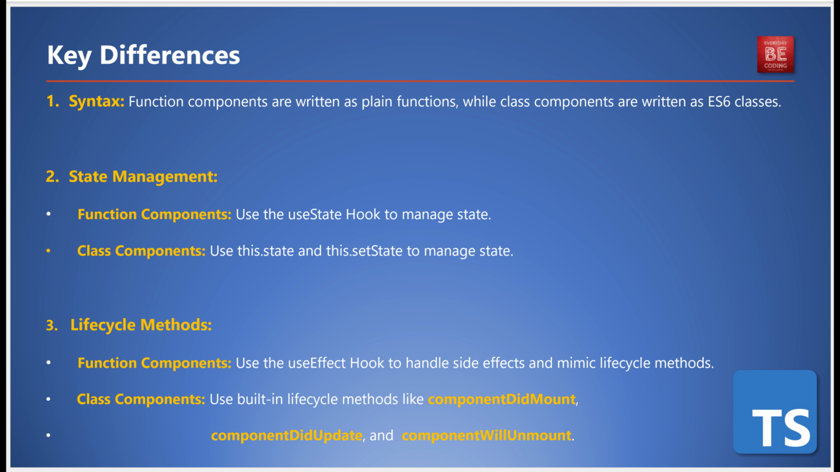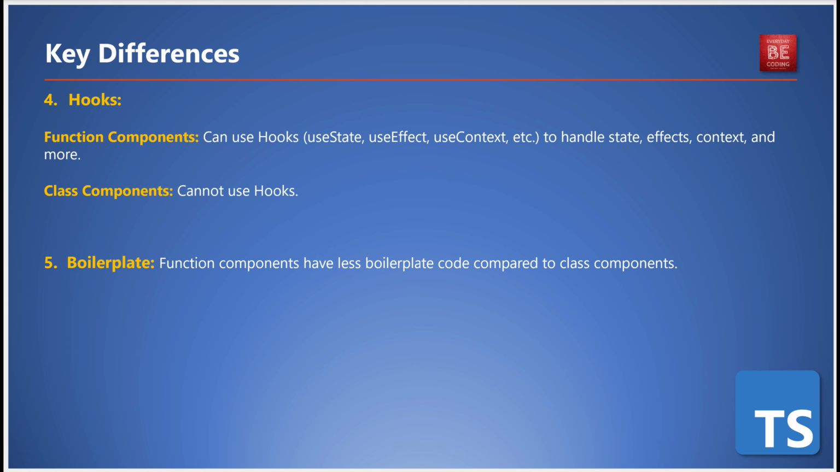The key differences between the two types of components stem from their syntax and operational capabilities. Function components are defined as plain functions and manage state through hooks like useState. In contrast, class components, defined as ES6 classes, manage state through this.state and this.setState. Lifecycle methods in class components are explicit, while function components mimic these through the useEffect hook. Moreover, class components cannot utilize hooks, which is a significant limitation compared to the flexibility offered by function components.